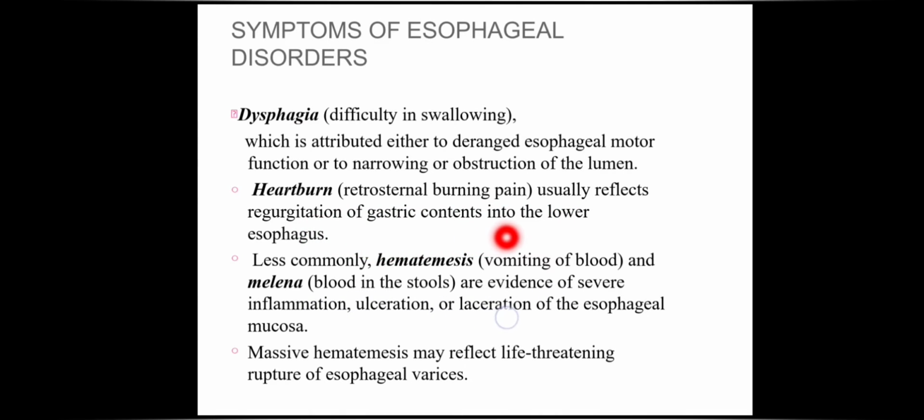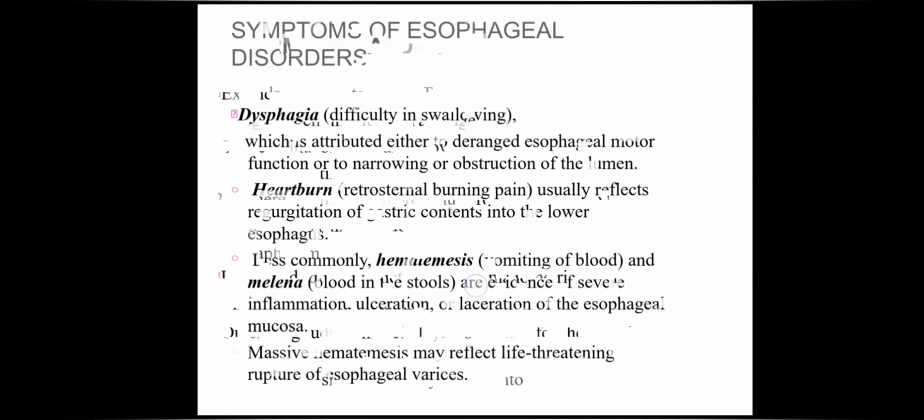lower esophagus. Less commonly, hematemesis, that is vomiting of blood, and melena, which is blood in stools, can occur as an evidence of severe inflammation or ulceration or laceration of the esophageal mucosa. Massive hematemesis may reflect life-threatening rupture of esophageal varices.